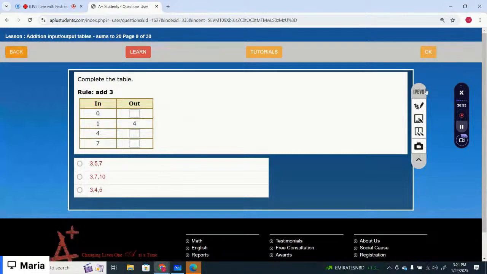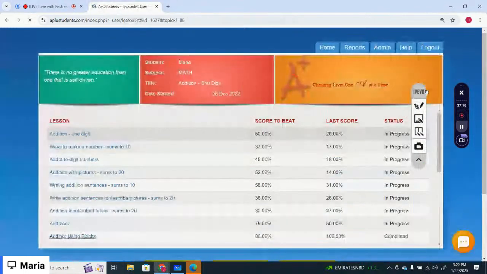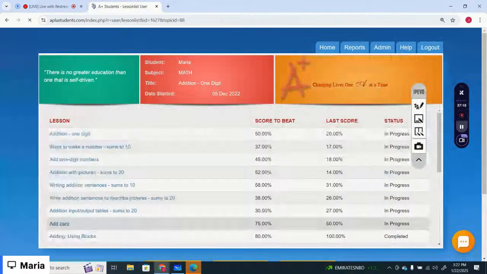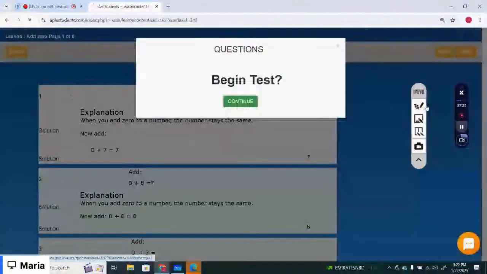Okay, you can complete the lesson by yourself later today. Let me just move on to the next lesson. Let's just start with the next lesson, that is add 0. Let's just start with the test questions.